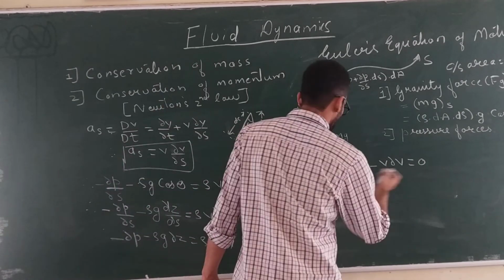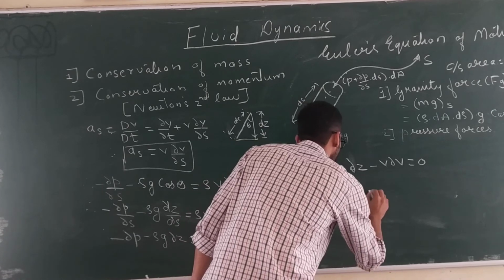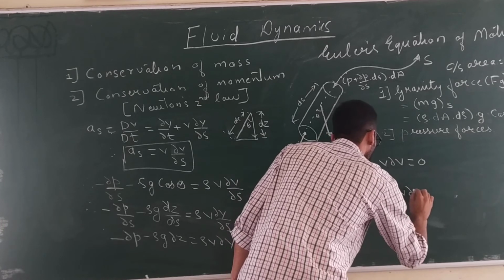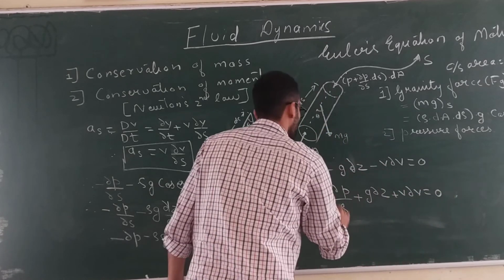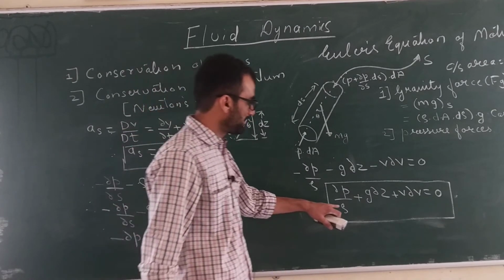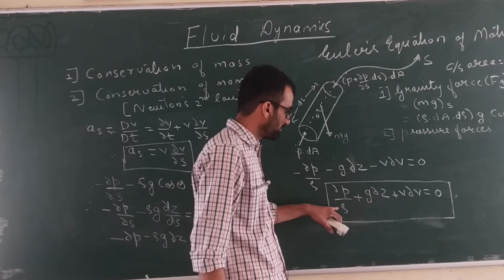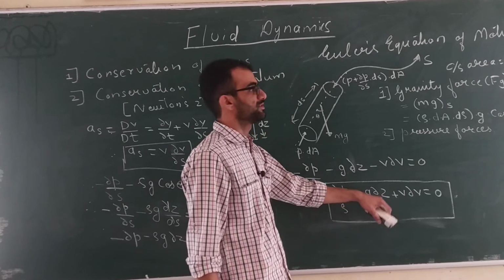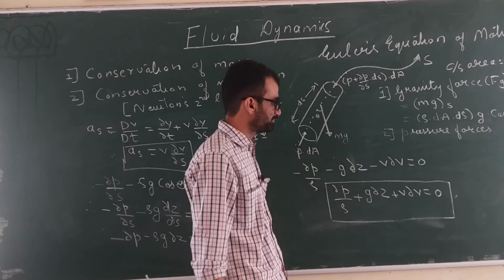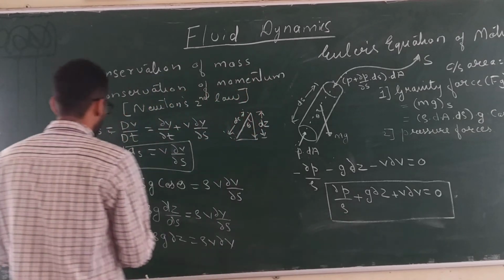So multiplying by minus 1 we get del p by rho plus g del Z plus V del V equal to 0. Okay, so this is your Euler's equation of motion. Here we have considered the pressure force and the gravity force. So if you have only a pressure force and gravity force, so flow is having zero viscosity and flow is steady, then you can apply this equation only along the streamline.